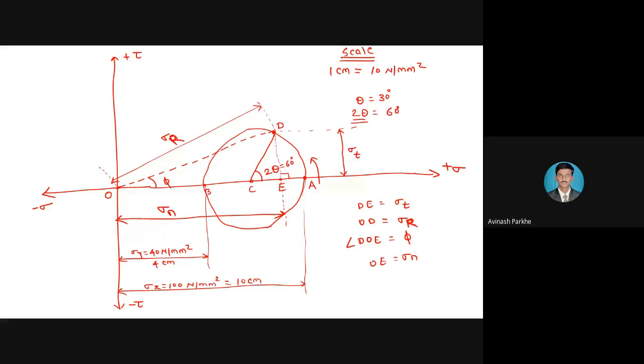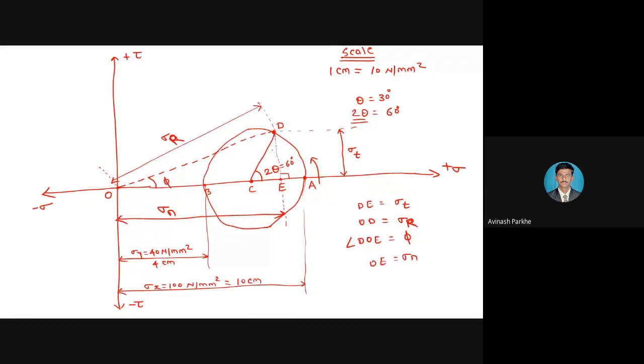Then from point C, I have drawn one circle which passes through point A and point B. Then from point C, I have to represent the 2 theta angle in the anti-clockwise direction, that is 60 degree. Then you will get one new point, point D. From point D, I have joined the OD distance by a dotted line and the DE distance by a dotted line, and I have represented the unknown parameters.